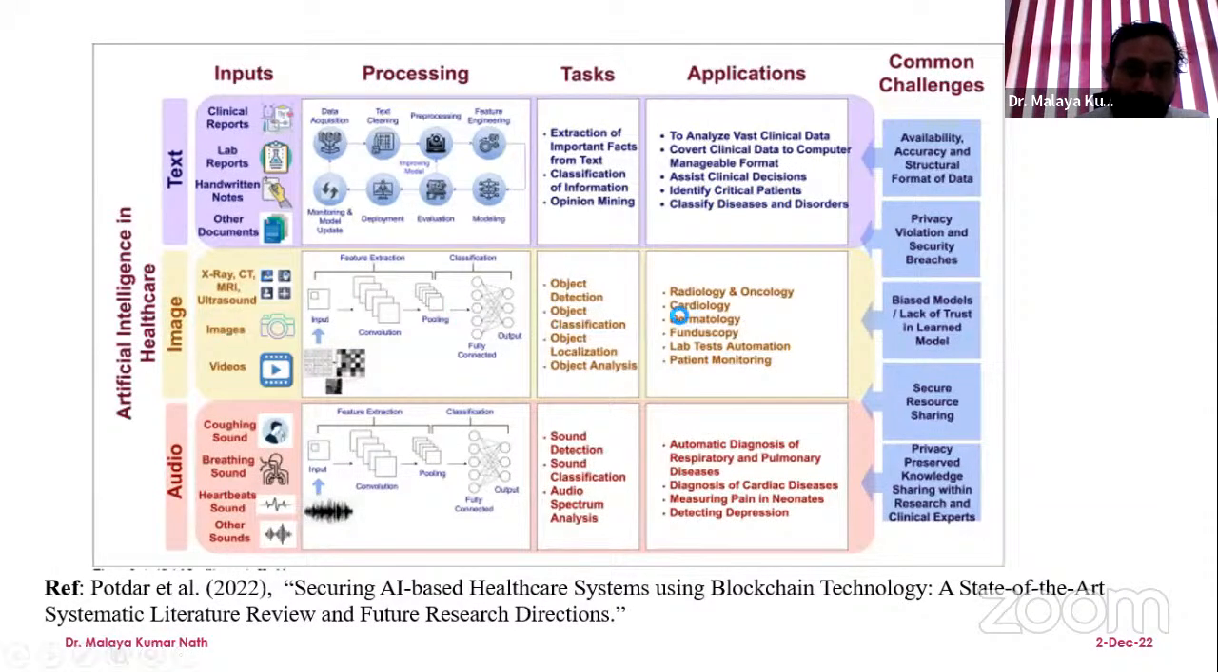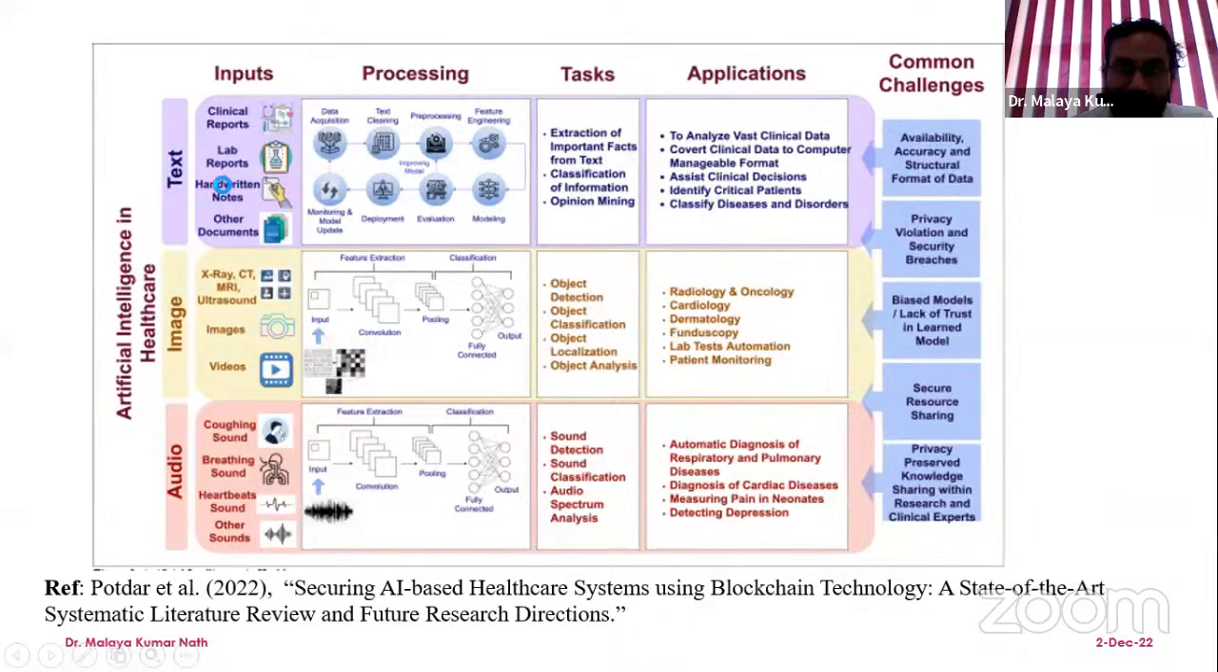If we look into image data, it can be used for many purposes depending upon which part of the body or which organ the image is taken from. So this can be used for different applications like radiology, cardiology, dermatology, fundoscopy, lab tests, as well as patient monitoring, etc. Similarly, audio is also used for automatic diagnosis of respiratory and pulmonary diseases. ECG is for the heart, and EEG corresponds to the brain as well as the activity of persons.